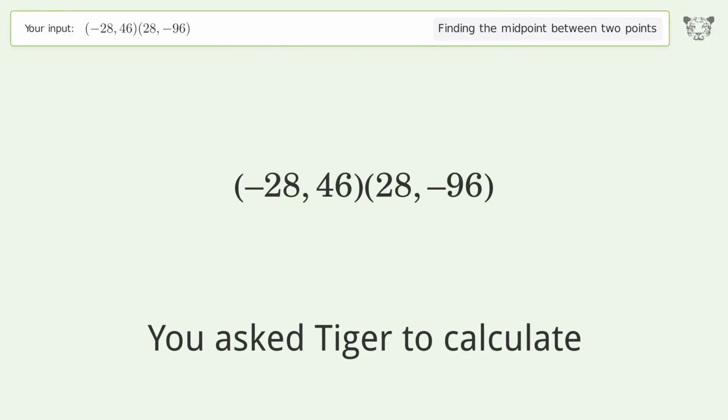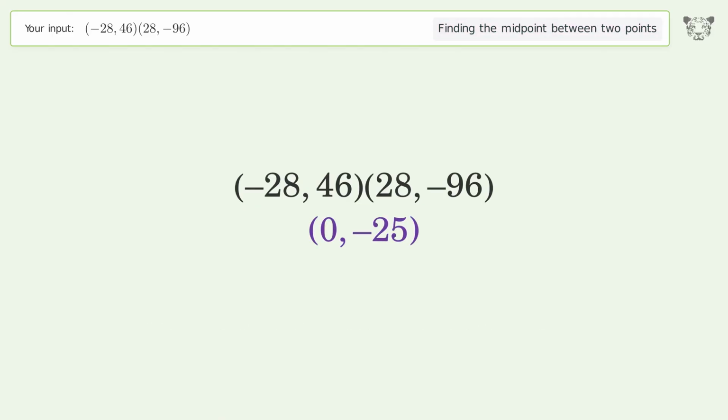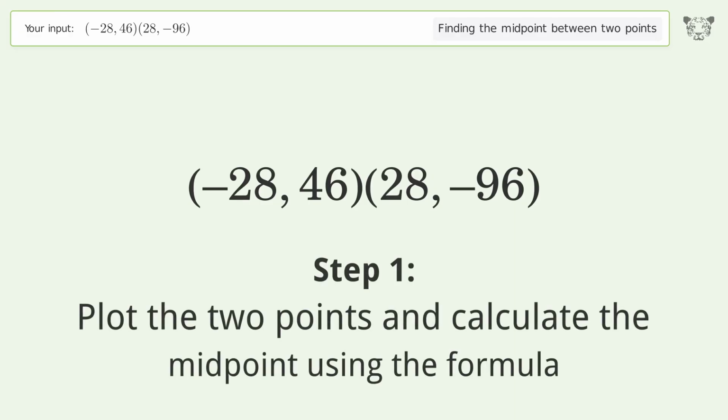You ask Tiger to calculate. This deals with finding the midpoint between 2 points. The midpoint between the 2 points is 0, -25. Let's solve it step by step. Plot the 2 points and calculate the midpoint using the formula.